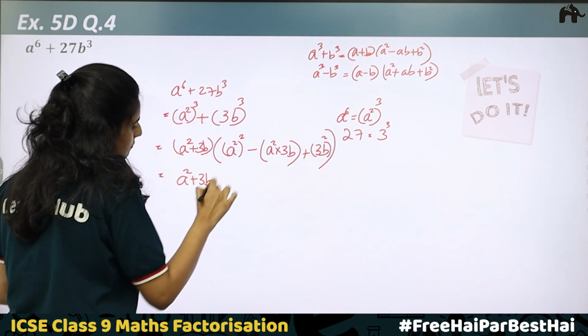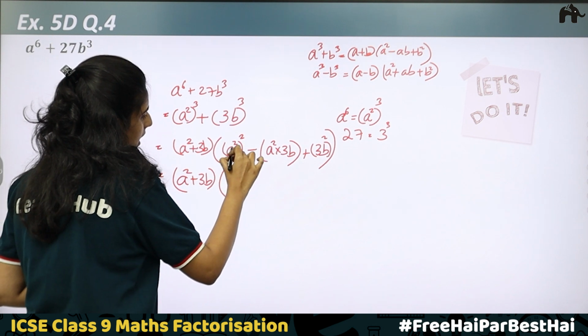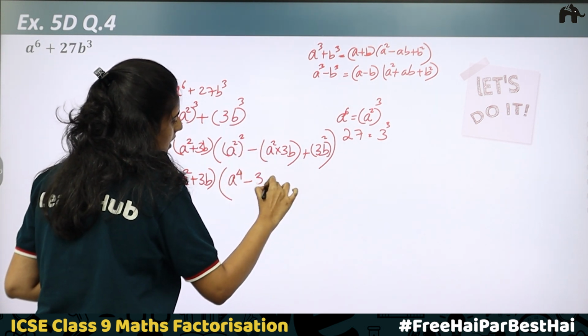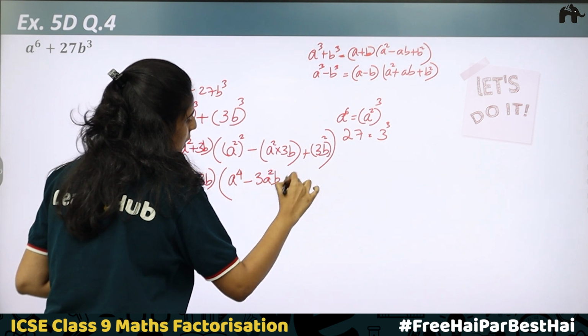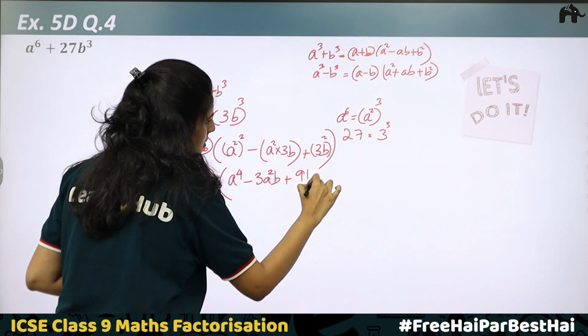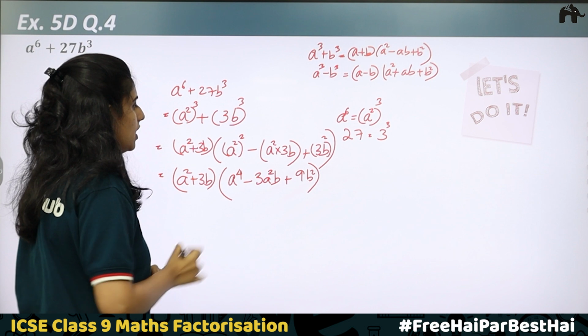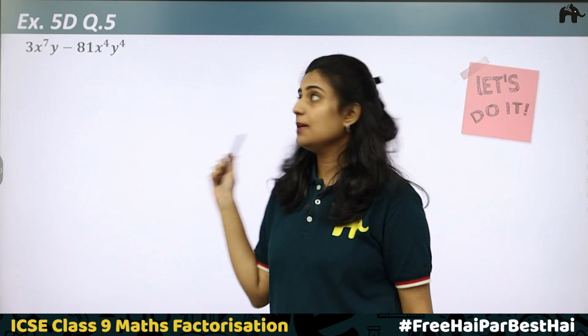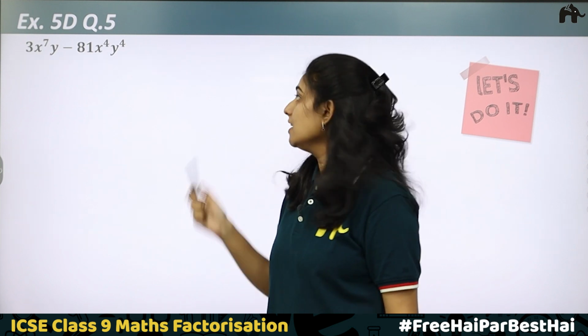which is equal to a square plus 3b is one factor, and the other factor, a square, the whole square is a raised to 4 minus 3a square b plus 3 square is 9b square. Okay, so these are the factors. Clear? Question number 5 of exercise 5D.